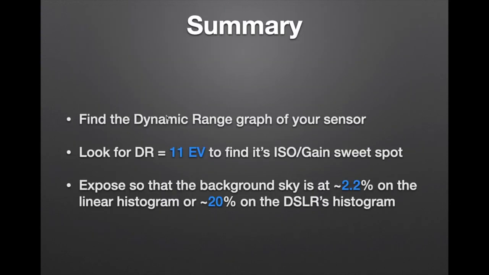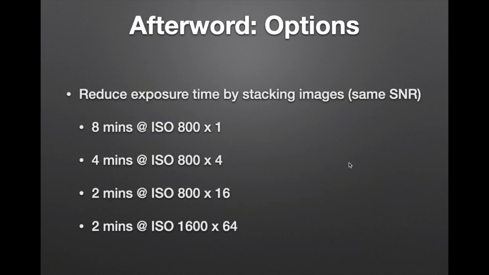So the first thing you need to do is find the dynamic range graph of your sensor. You look for the dynamic range that gives you 11 EV to find its ISO gain sweet spot. And then you expose so that the background sky is at 2.2% on a linear histogram, or 20% on a DSLR's histogram. Now that you know how to get proper exposure, you can think about options.